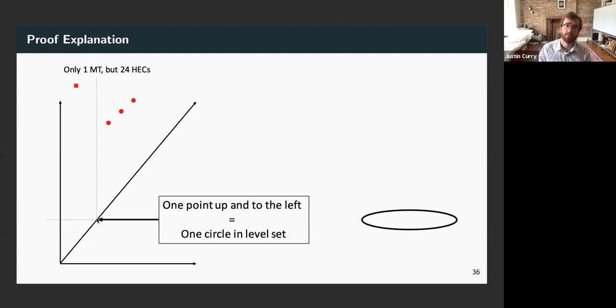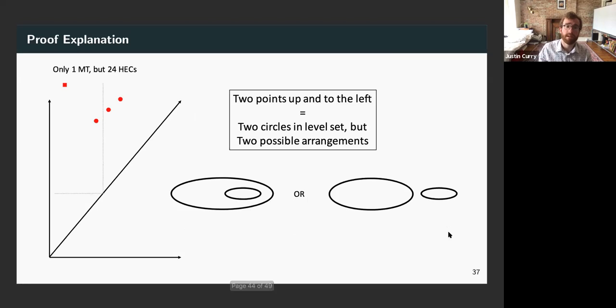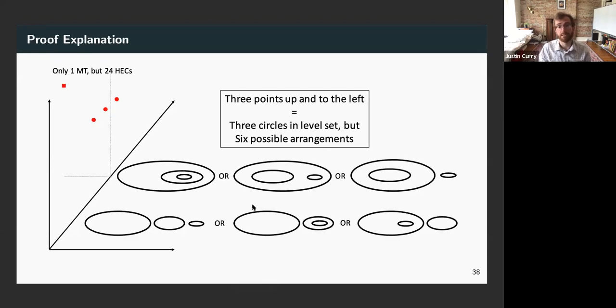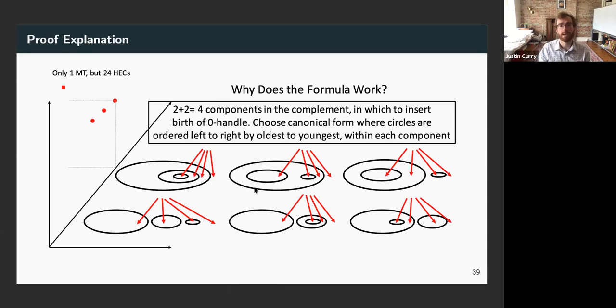of the secret bits of information in persistence is that if I pick a point on the diagonal and look at points up and to the left, that tells me the homology of the level set. At this point, I've only got one point up to the left, which means my level set looks like a circle. Now I have 2 circles, and of course there are 2 possible arrangements. Here I have 3 circles and 6 possible arrangements. And so as I meet this 4th point, I ask, what are all the places in which I can insert the birth of a 0 handle? Essentially taking all that and multiplying through gives me exactly the formula I came up with.